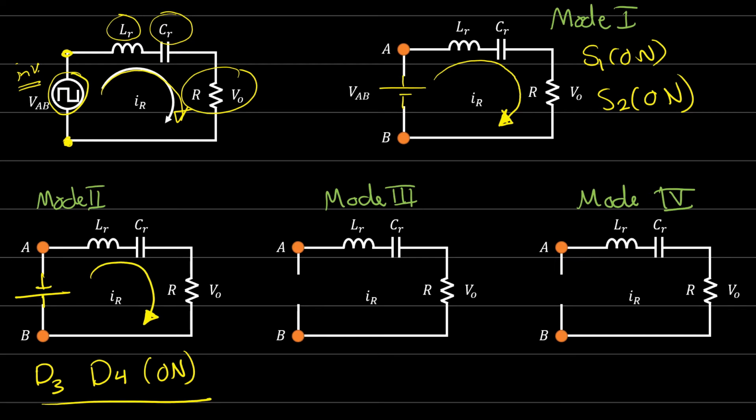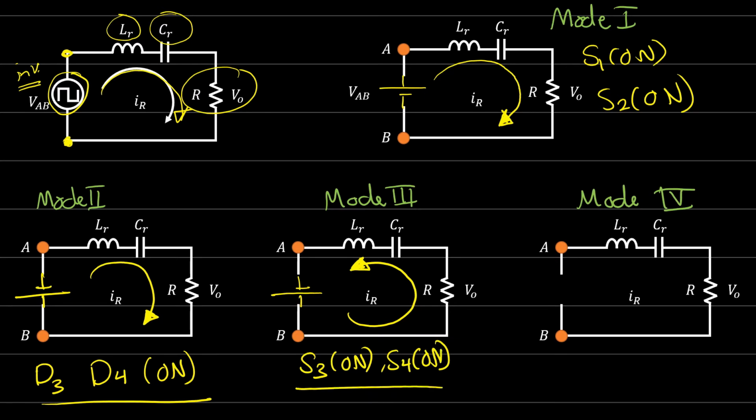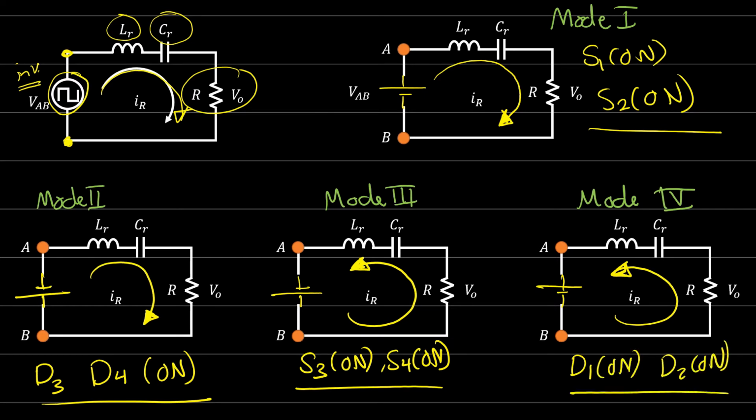Now for mode 3, the voltage is negative and the current is negative. So here switch 3 and switch 4 are conducting and the current is flowing in these two switches. Because we said positive positive, switch 1 and 2, negative negative, switch 3 and 4. For mode 4, the input is positive but the current is negative, so the conduction will be through diode 1 and diode 2. So these are the four modes of operation, and we studied these four modes when we studied the inverter, if you remember.